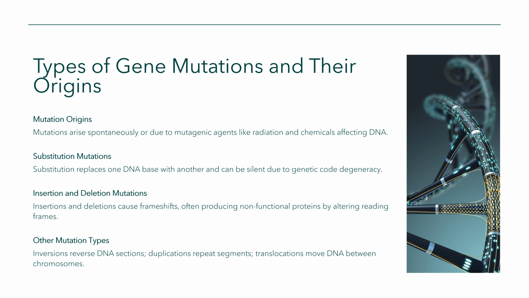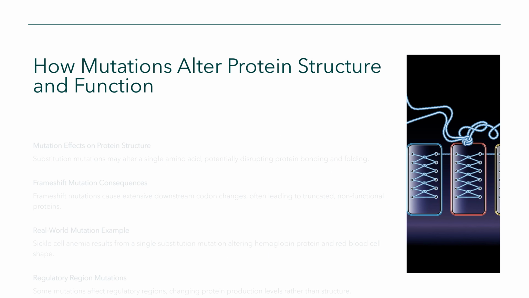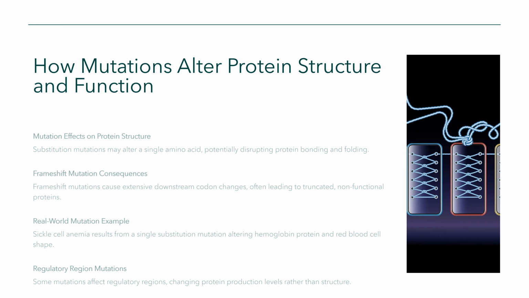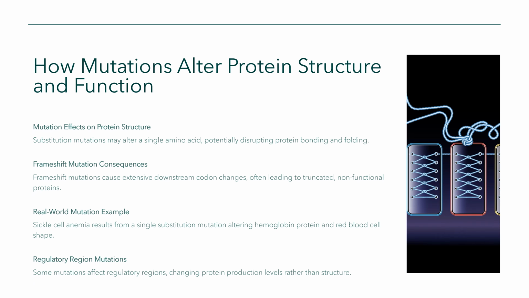Inversions involve a section of DNA being reversed, while duplications repeat sections of DNA, and translocations move DNA segments between chromosomes. Mutations can be neutral, beneficial, or harmful depending on their effect on protein structure and organism survival. For example, a substitution mutation in the CFTR gene can cause cystic fibrosis, whereas other mutations may confer advantages such as antibiotic resistance in bacteria.